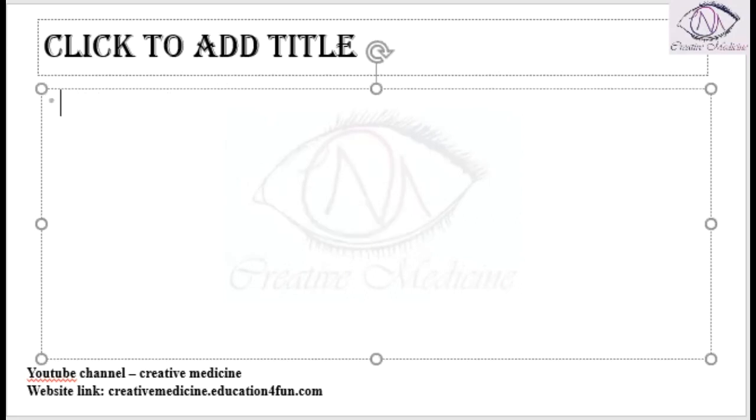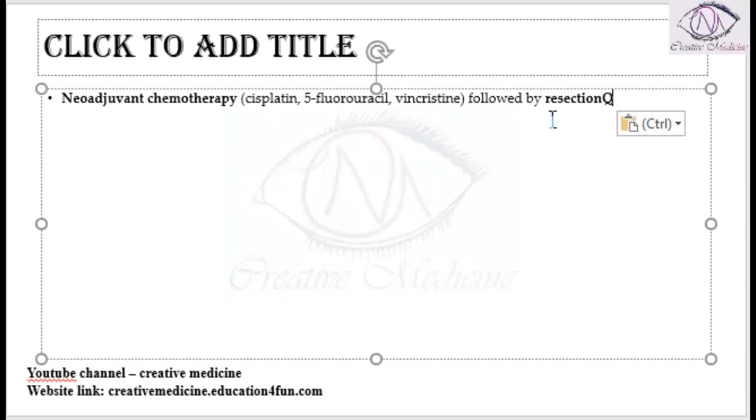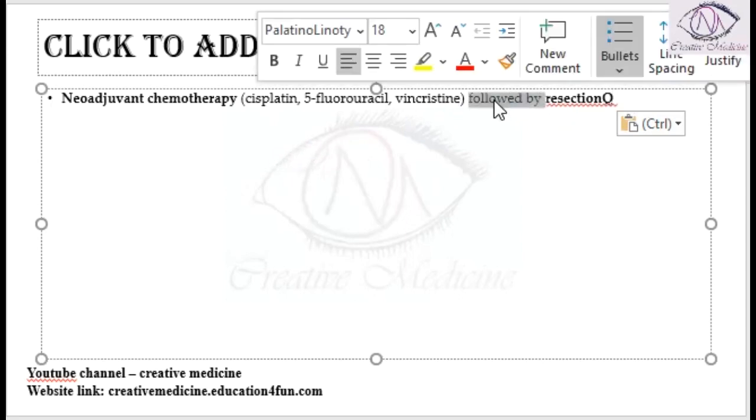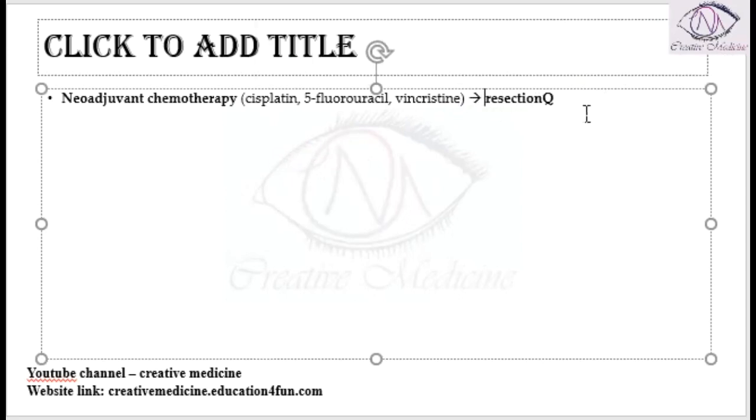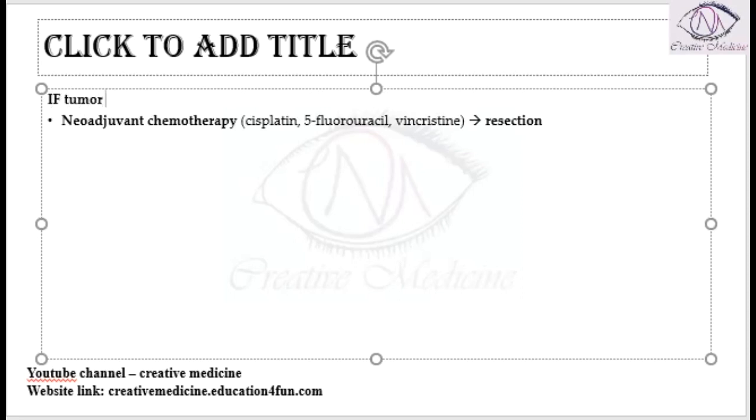Then second, neoadjuvant chemotherapy can be done, followed by resection. Normally, if the tumor is resectable, then you can do neoadjuvant chemotherapy and resection. This is done if the tumor is resectable. If the tumor is resectable, we do neoadjuvant chemotherapy and we resect the tumor.